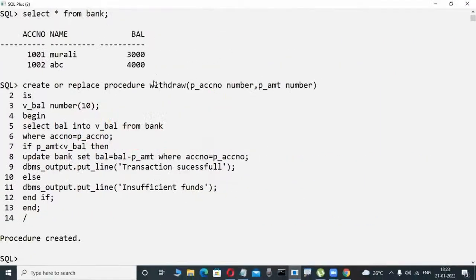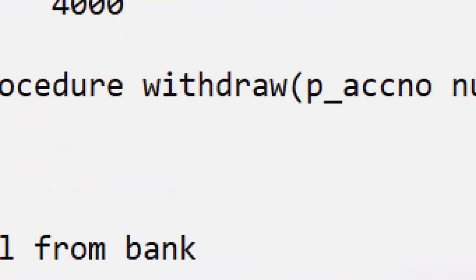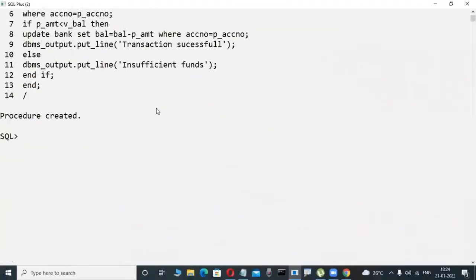Once I develop this withdraw procedure, I try to check whatever ATM transactions I was telling you about in the previous case. Now check it out, observe here. Here I'm executing: exec procedure name withdraw. Okay, fine. I'm calling this procedure withdraw.